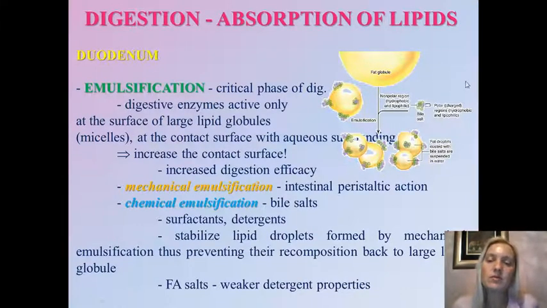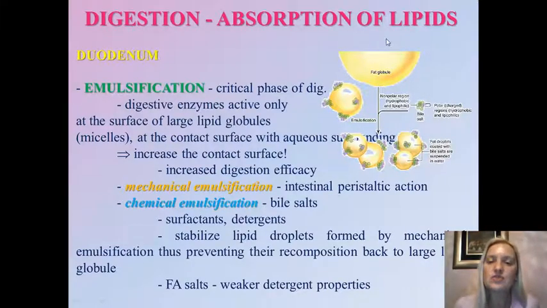The problem was that fats are insoluble in water. So in the stomach juice, they existed in the form of large fat globules. So digestive enzymes can be active only at the surface of those large lipid globules, at the contact surface of the lipids with the aqueous surrounding medium.